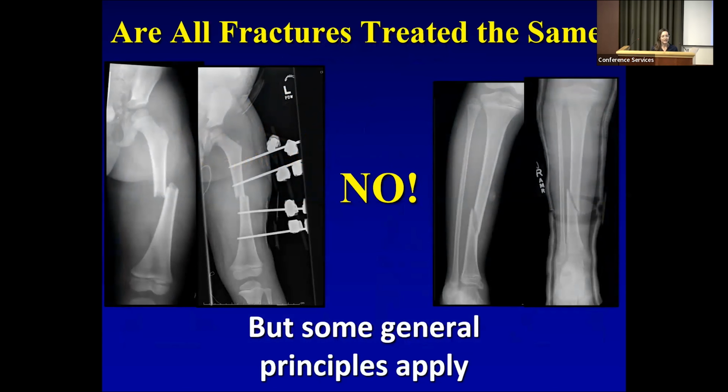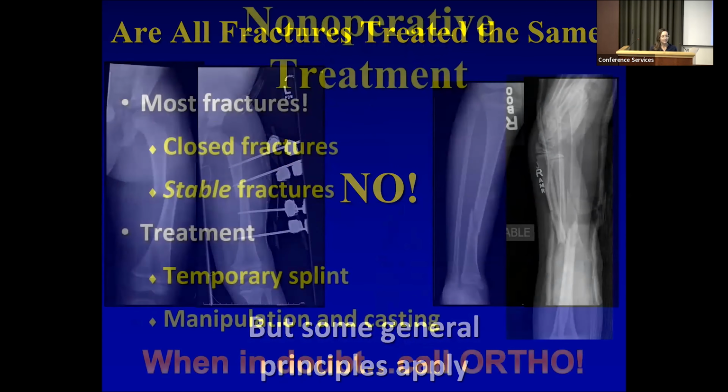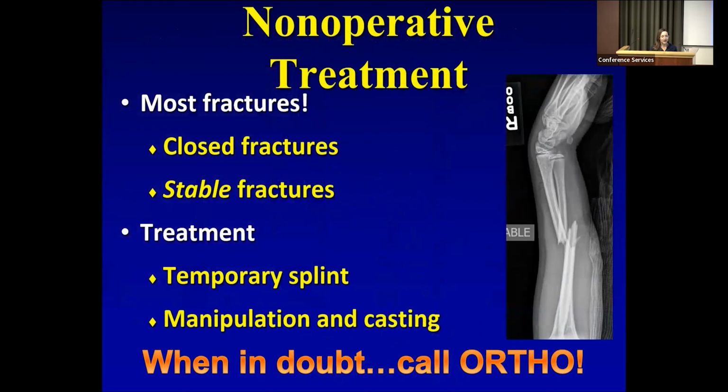So do we treat all fractures the same? Absolutely not. There's lots of general principles that we have to apply. But most fractures in kids can be managed non-operatively. So the vast majority of kids who come in with closed fractures or stable fracture patterns can be managed non-operatively, typically with some type of immobilization, cast, splint, brace.